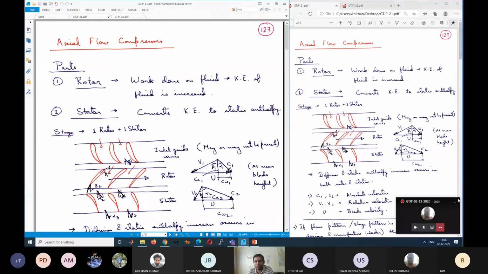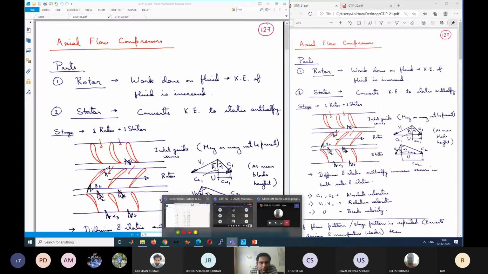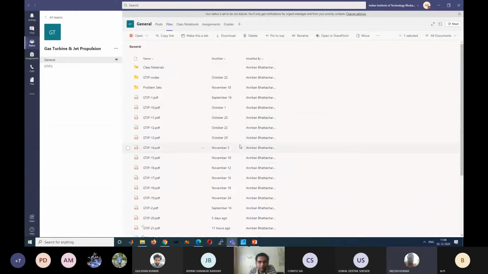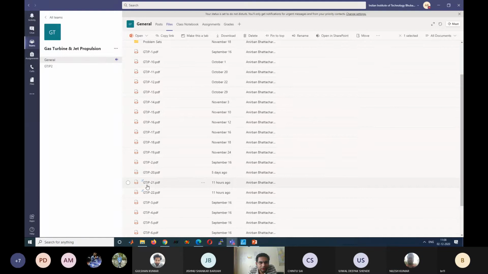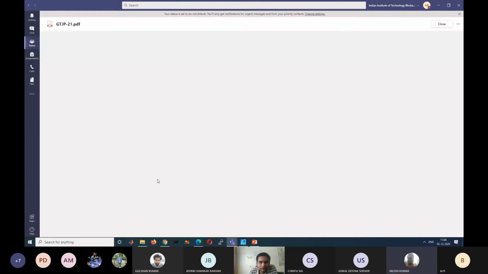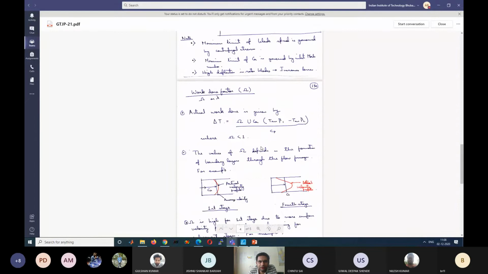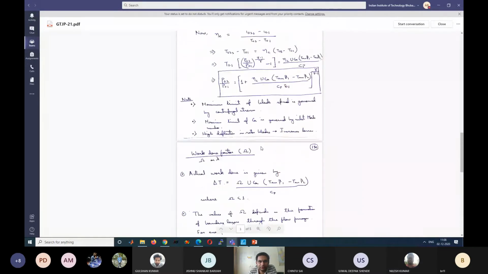Okay, so we will continue our discussion from the previous class. I have uploaded the notes in the portal, MS Teams, in our class. So gas turbine jet propulsion 21, which we had started discussing in the previous class, and then the subsequent notes for today's class and ongoing discussion. You can download these notes because these are scanned in a better way. The previous class notes that I had shown were not scanned in a proper way.